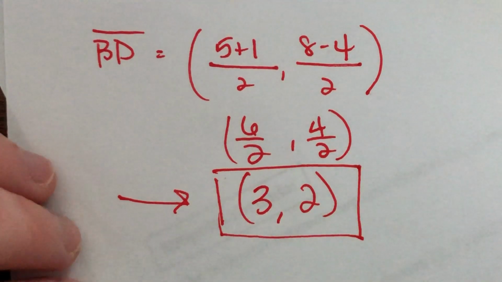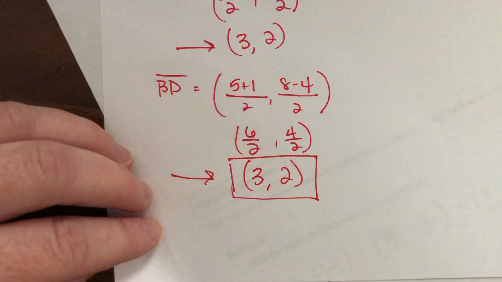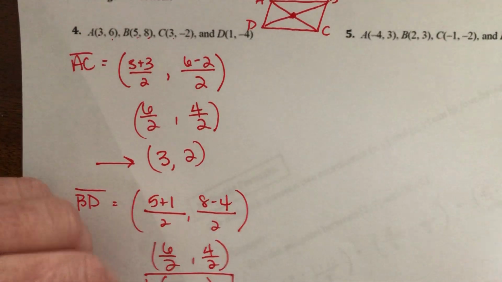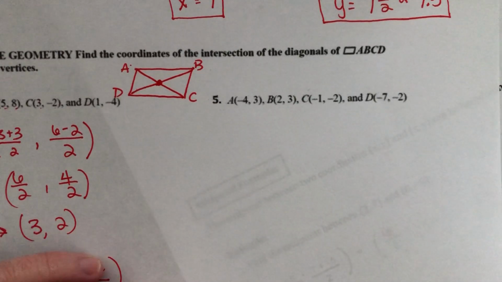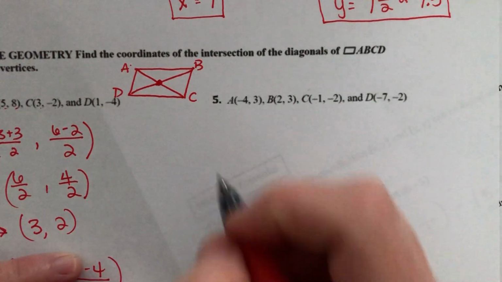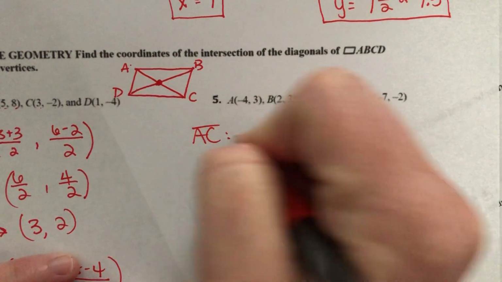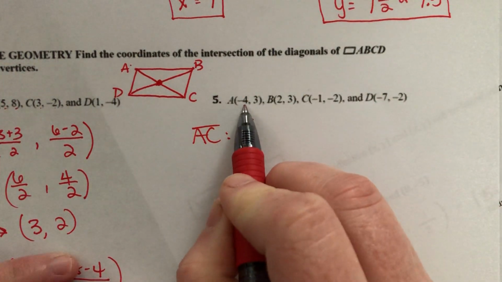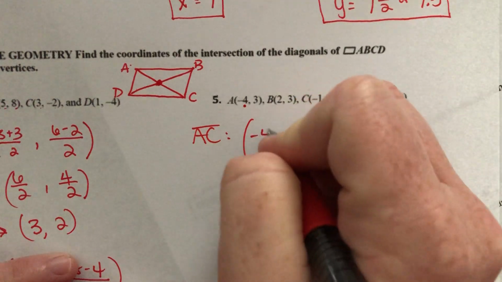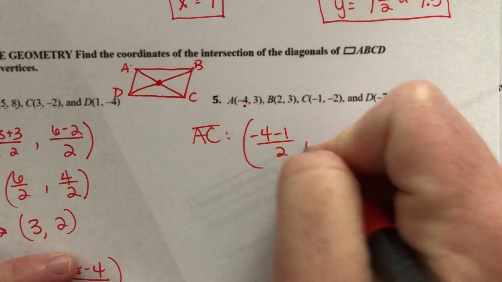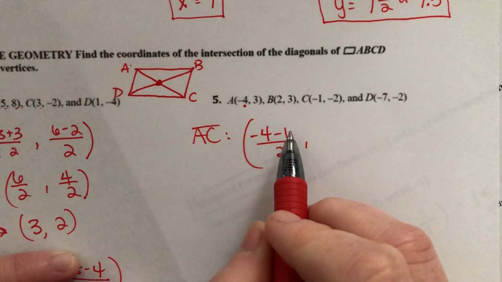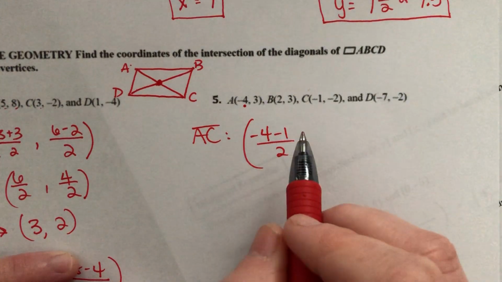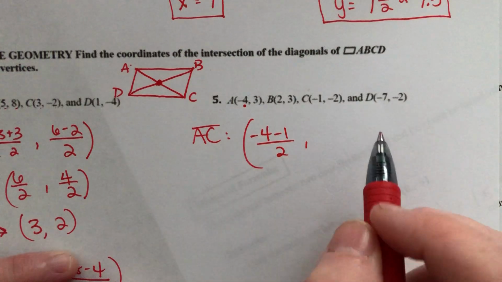Diagonals always intersect each other at their midpoint. So I'm going to back up so we can see this paper a little better and do the other one. Same exact thing. Find the midpoint of each diagonal. First diagonal is AC. So I'm going to add my x's, negative 4, negative 1. Add my y's, and I put minus 1 because it was really plus negative 1. And plus negative 1 just turns into minus 1.